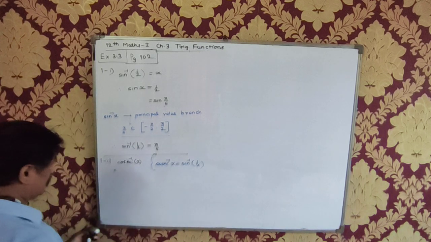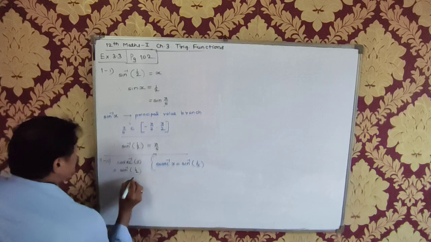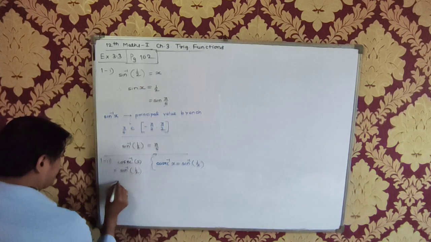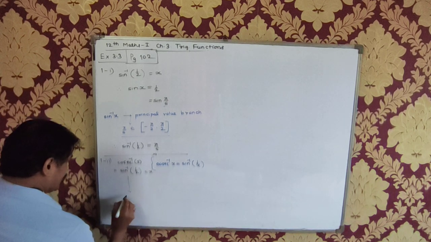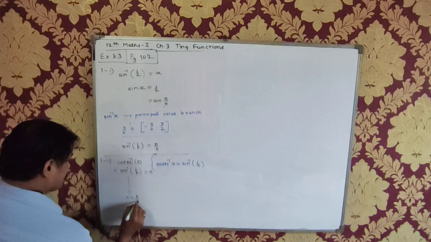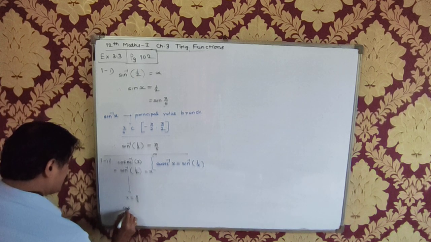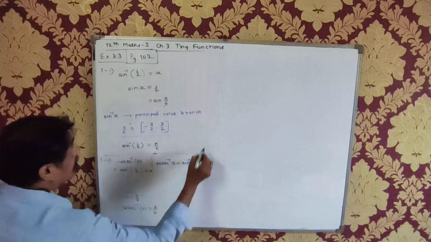So making use of this, I will directly say that this is sin inverse of half. And again by using the same, I will say let this be equal to x, and therefore I will get x is equal to pi by 6, and therefore cosec inverse of 2 is also pi by 6. I hope you understood that.